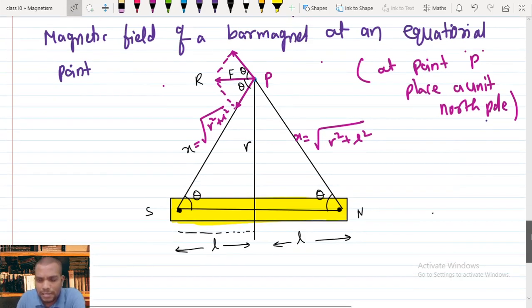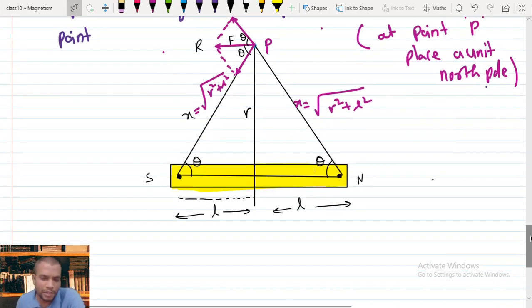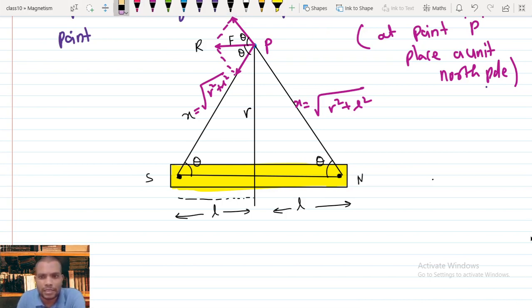So that angle theta will be the same angle here with the magnetic axis. If you can remember, the same kind of diagram we already drew for the electric dipole at an equatorial point. Yeah, the situation is the same. There we took the help of the unit positive charge to derive the expression, but here we have taken a unit north pole.